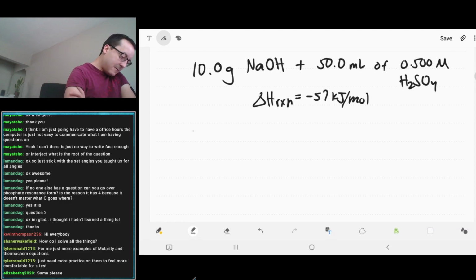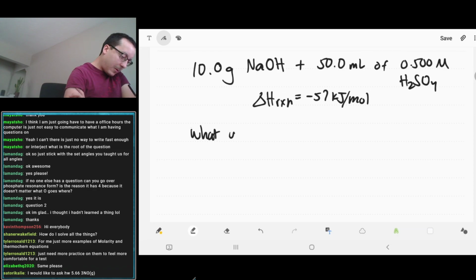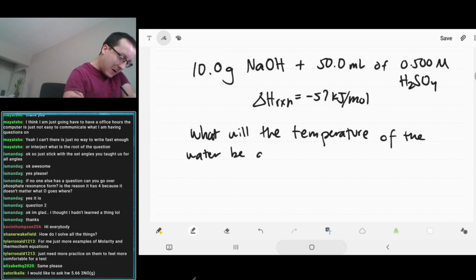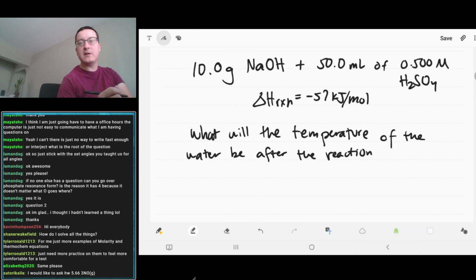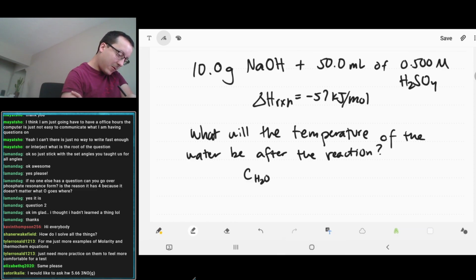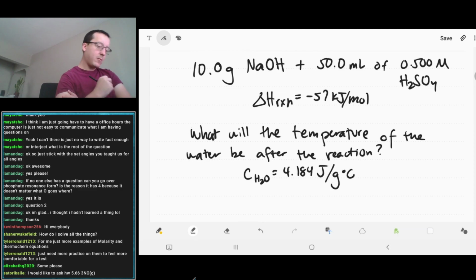Let's see, what will the temperature of the water be after the reaction. As always, we assume no heat loss. Okay, yeah, this will work.